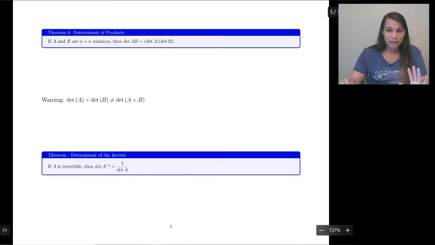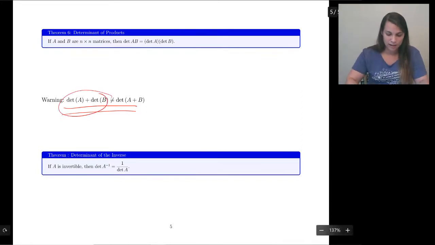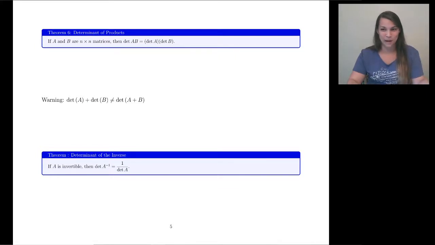Big warning, you saw this on your worksheet also yesterday. Determinant of A plus determinant of B does not equal determinant of A plus B. I had you find this guy and I had you find this guy, and they were not the same. I made sure that I found an example where they weren't, because most of the time it's not going to be the same. If you have B as the zero matrix, things are going to end up being the same. But you should have already seen that this fails.